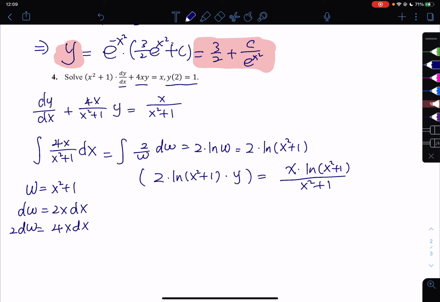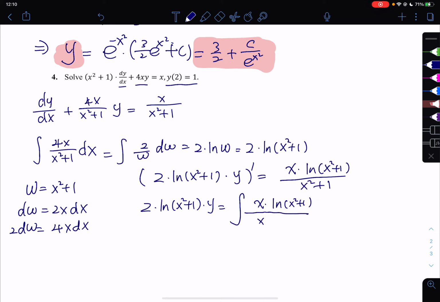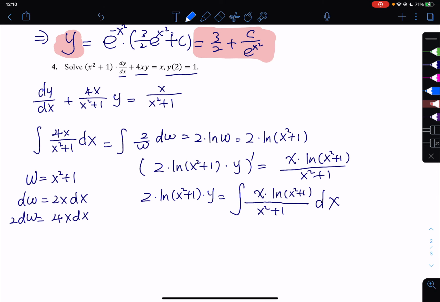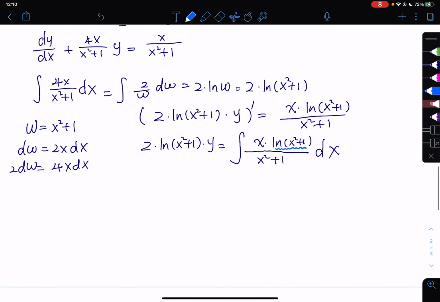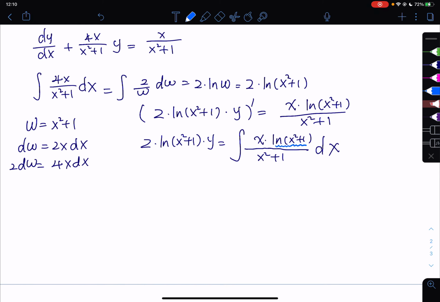So what I can do is, well, this is the derivative of that term, so all I need to do is integrate the right side: twice ln of x squared plus 1 times y, which is the antiderivative of x times ln of x squared plus 1 divided by x squared plus 1 dx. Well, it's relatively intuitive that ln of x squared plus 1 is 1 over x squared plus 1 times some derivative of x squared plus 1, which looks a lot like what's left. So I can use the substitution method again.